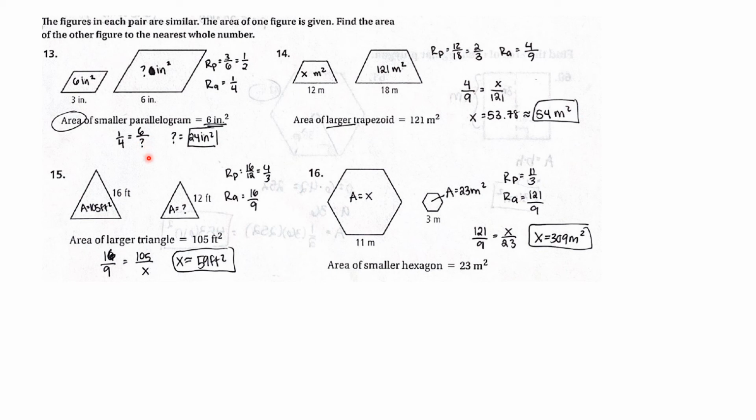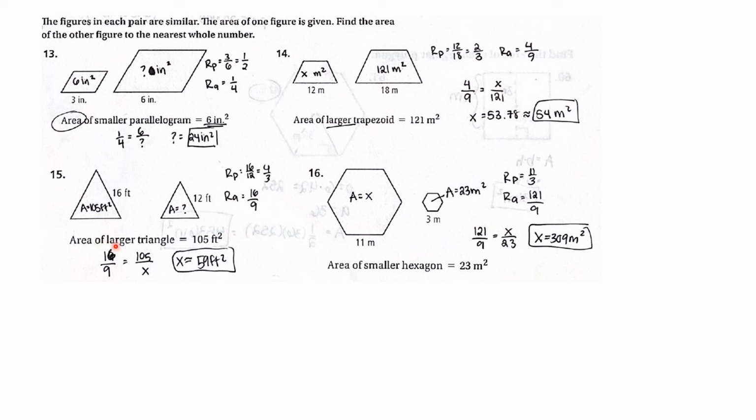You could either do mental math for that, or I would cross multiply them and say 1 times a question mark equals 6 times 4. And you should end up getting 24 inches squared for this area for number 13. I'm going to skip down to number 15 here, but again, feel free if you want to check out 14 and 16, and they might be some good extra practice problems for you.